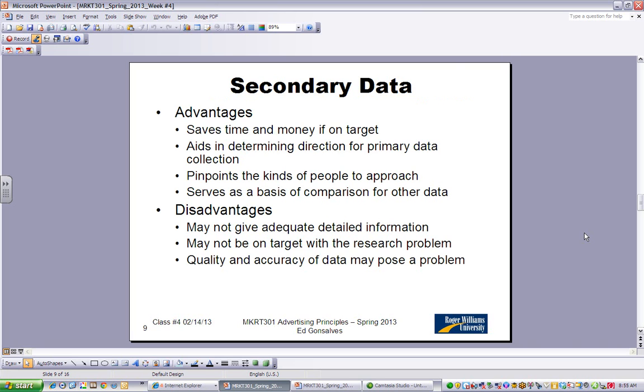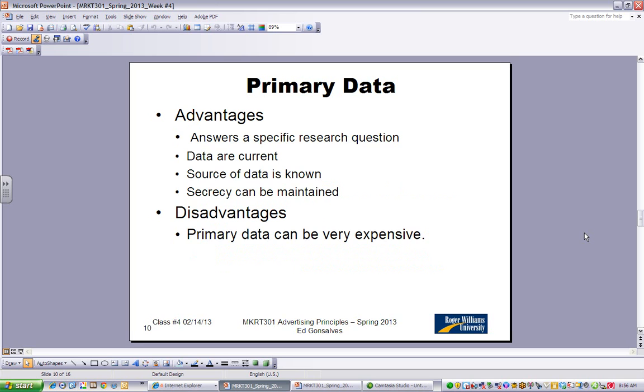The advantages are they save you time and money. It helps you determine a direction for your primary data collection, which we'll talk about in a minute. It helps sort of narrow down the field of view, if you will. But the other is that it may not really give you what you're looking for, depending on the kind of product or service you have. It may not be on target with the research problem you have, and then you've got to wonder about the quality and accuracy of the data. So these things are all issues, and in some cases you can buy this data and it does cost you money.